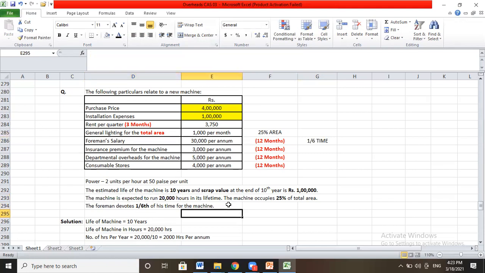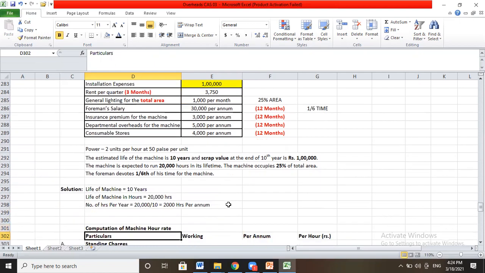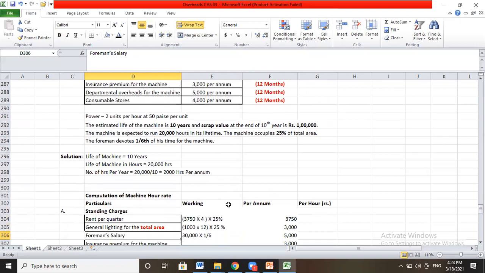Now we'll move ahead to calculate the depreciation. As per the information given, life of the machine is 10 years, and the life of the machine in hours is 20,000 hours. So number of hours per year is 20,000 divided by 10. You will get 2,000 hours per annum. Hence again we can calculate in different ways. So for computation of machine hours, we will use the help of workings. Rent per quarter is given, so we will multiply it by 4, and again that rent should be distributed on 25% only. So per annum rent will be 3,750.